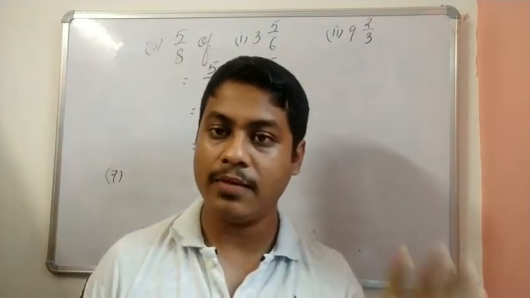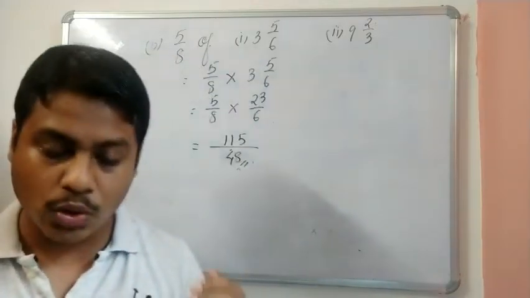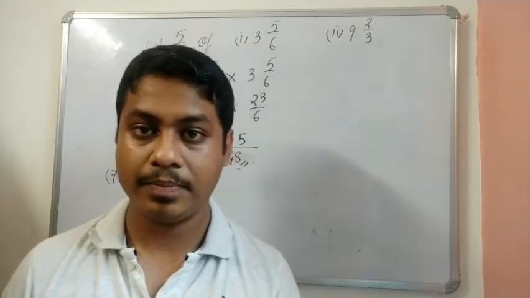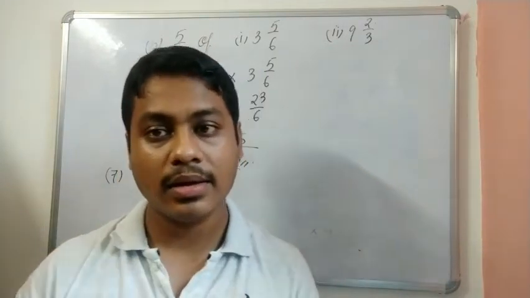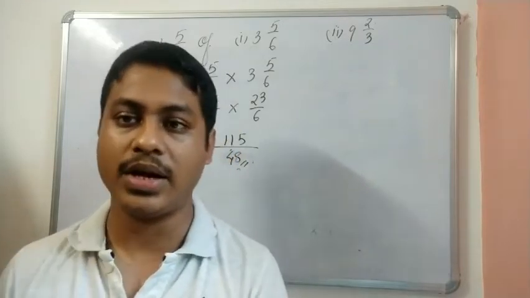The question says there is a 5 liter water bottle. From that 5 liter water bottle, 2/5 of the water has been drunk by Vidya, and the remaining water was drunk by Pratap. So we have to find out how much water has been drunk by Pratap.